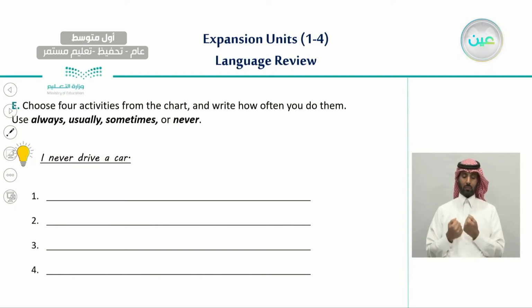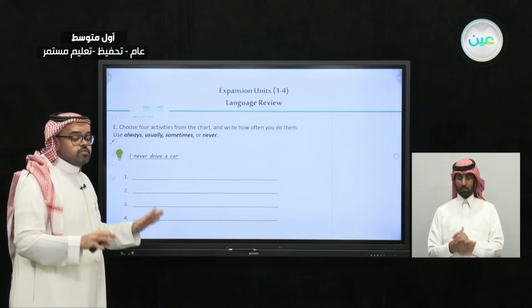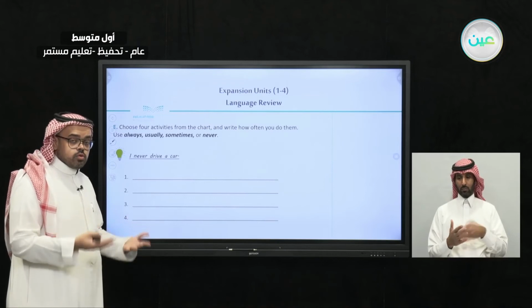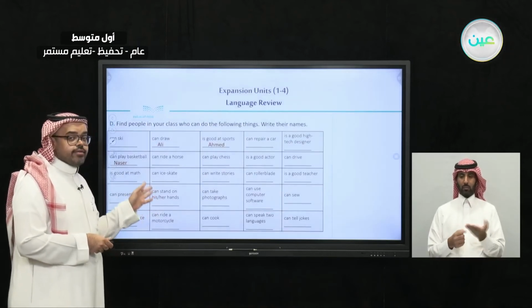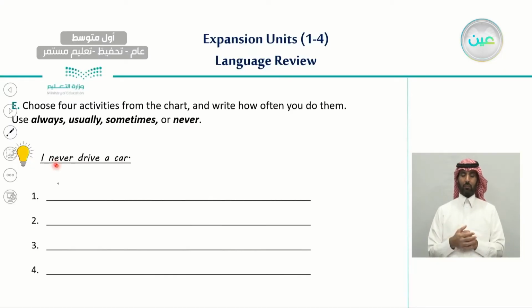Choose 4 activities from the chart and write how often you do them. Use always, usually, sometimes, or never. So these are the adverbs of frequency that we usually use, and we're going to use them with the activities that we have here. For example, I never drive a car. So never here is one of the frequency adverbs that we use, and drive a car is one of the activities that we have in the previous exercise.